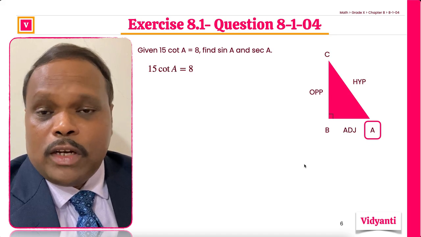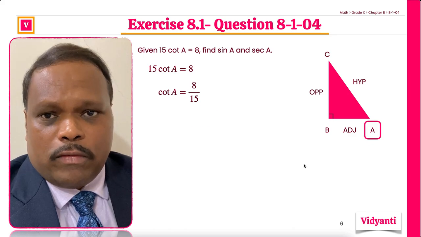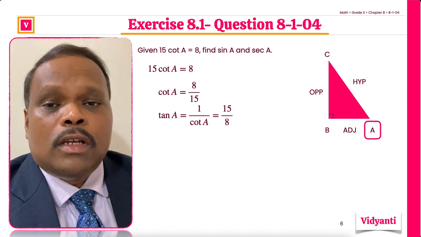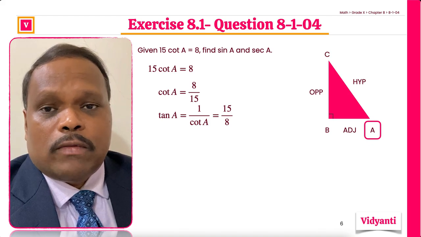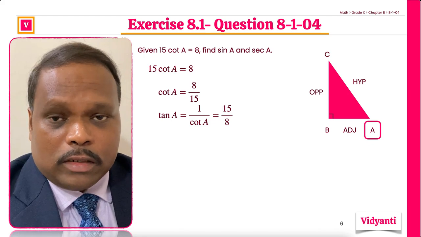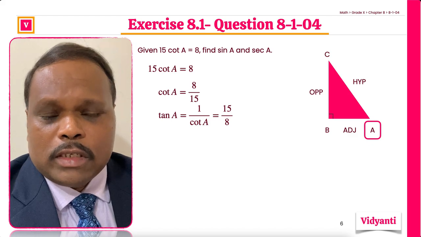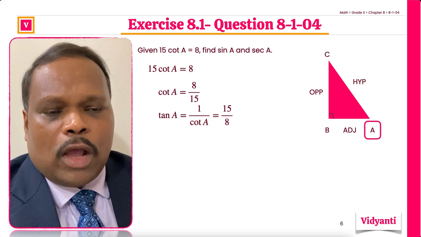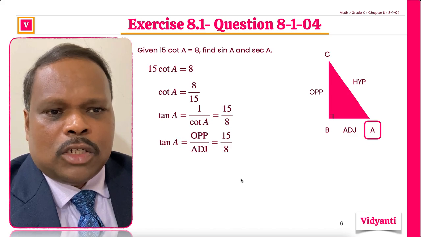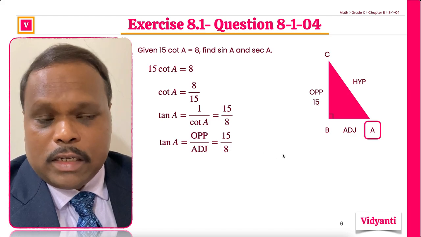So now 15 cot A is 8, so we can take 15 to the other side. Cot A will be 8 over 15, and tan A will be the reciprocal of that. You have to flip, interchange numerator with denominator. So 15 will go in the numerator, 8 will come as the denominator, and tan A will be 1 over cot A, which is 15 over 8. So now we have to construct a triangle such that this is opposite and this is adjacent. Opposite is 15, adjacent is 8.